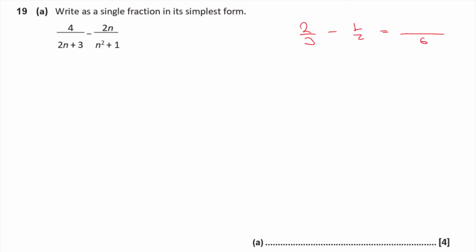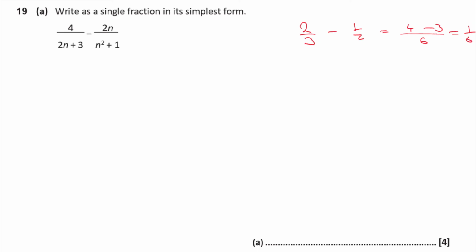So if we put them as a fraction over 6, 2/3 is the same thing as 2 times 2, which is 4/6, and 2 goes into 6 3 times, so 1 times 3 is 3, and then we subtract, and that's our answer, isn't it? 1/6. So we need to do the same thing over here.